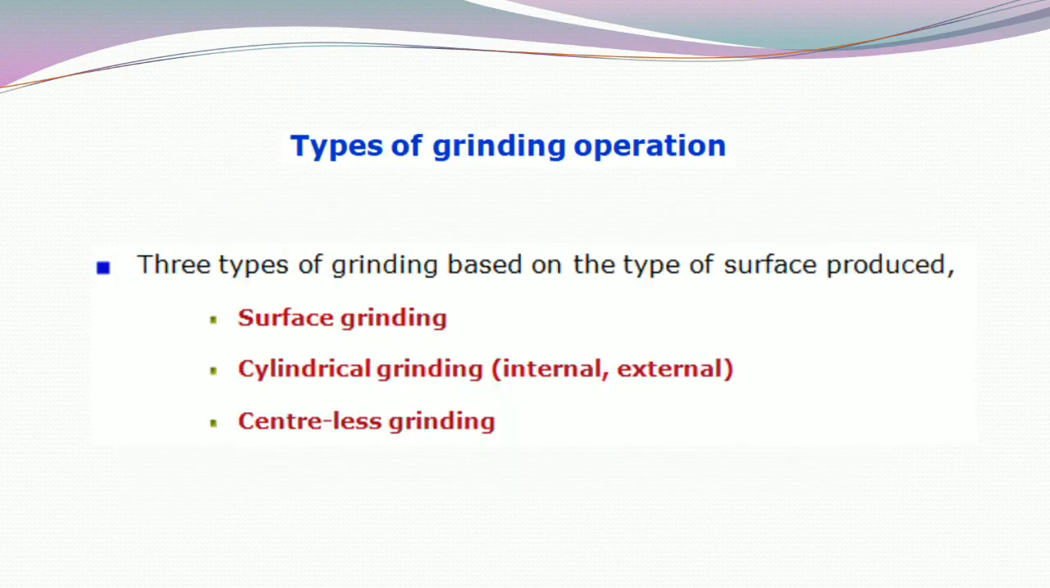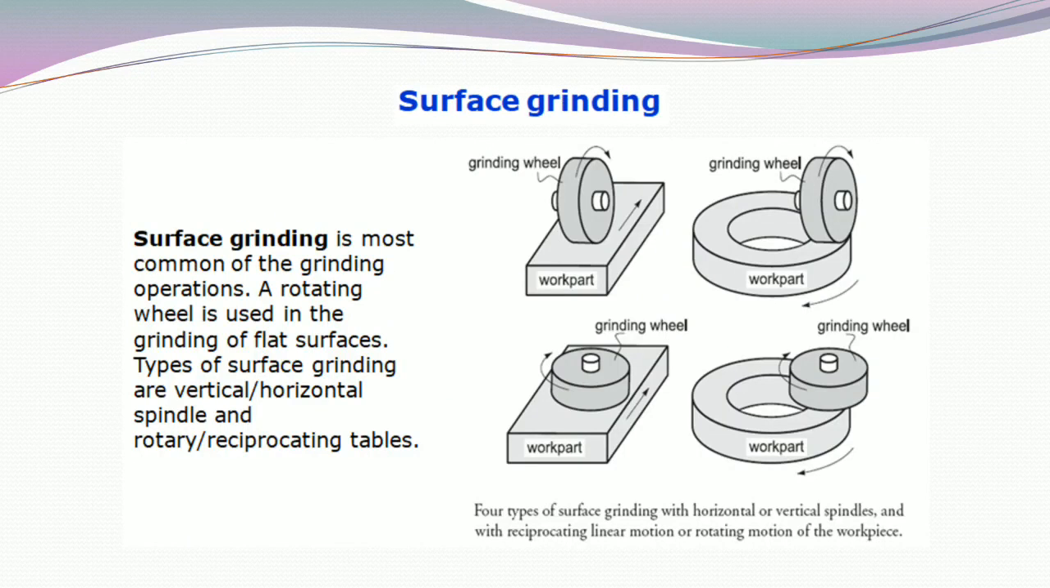Types of grinding operation. Three types of grinding based on the type of surface produced: surface grinding, cylindrical grinding, that means internal and external, and the last one is centerless grinding. First, let's talk about surface grinding.